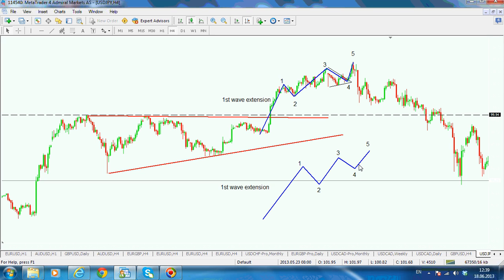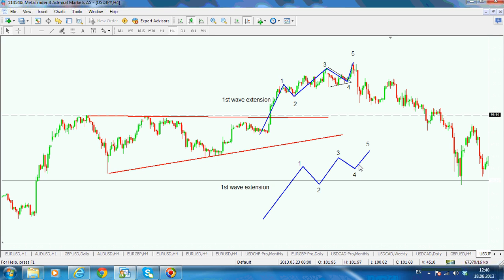With this first wave extension, I am ending the second chapter now, and it is time to move on with the third chapter. Under the third chapter, we're going to take a look at corrective waves, second waves, fourth waves, and the retracement levels for corrective waves, and things start to get interesting from that moment on.